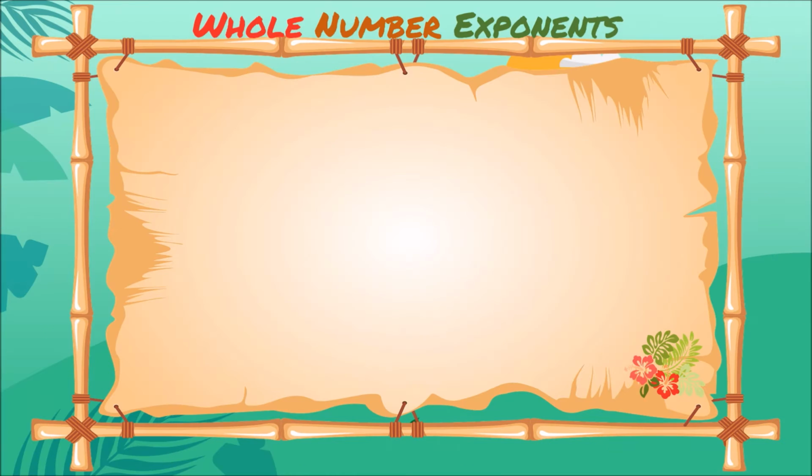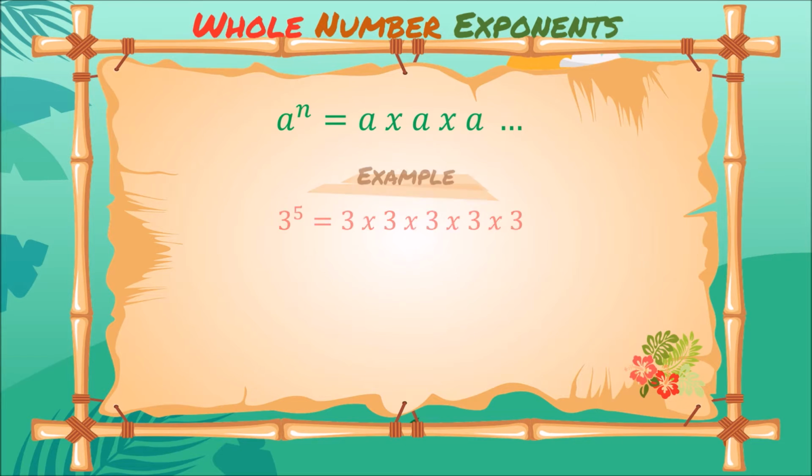We could say that a to the power of n is equal to the product of a, n times. For example, 3 to the power of 5 is equal to the product of 3, 5 times. If we solve the operation, we get 243.